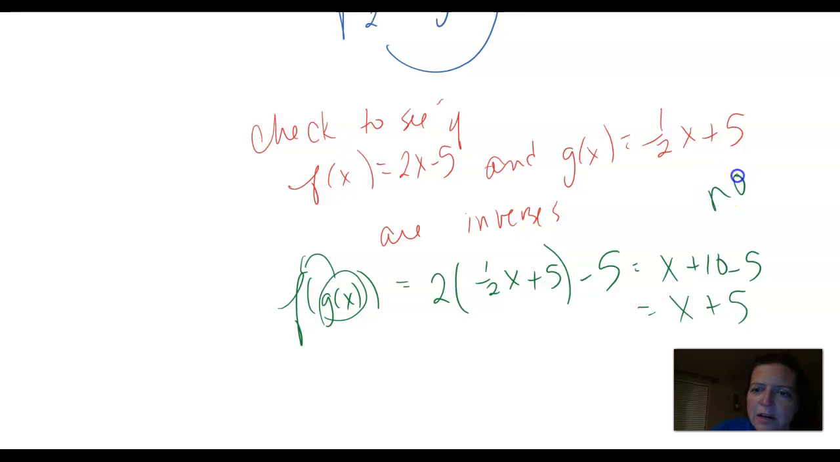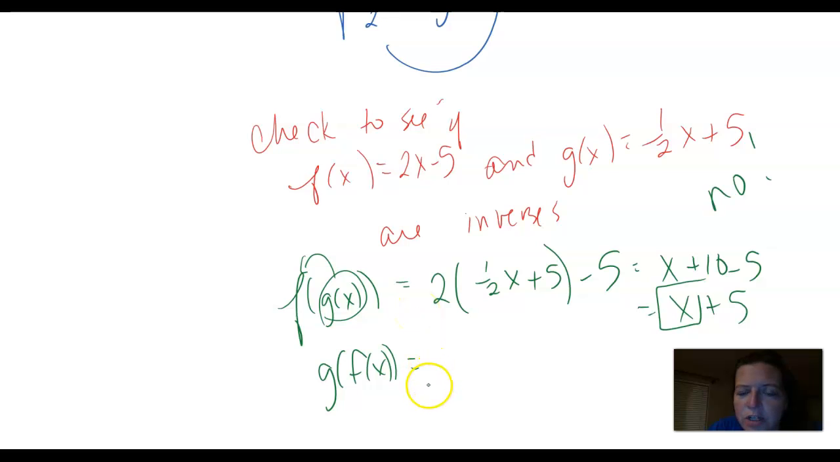I say no, because guess what? It would have just reduced to the letter x if it was an actual inverse of the other. And then if that had happened, you would want to do it the other way as well. Like you would want to check g of f of x as well, just to make sure, and plug it in the other way, and your wish and hope and dream is that it also would reduce to an x. But this one didn't work this way. It probably won't work the other way, so it's definitely not an inverse.